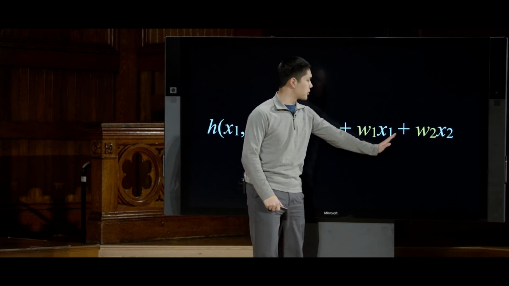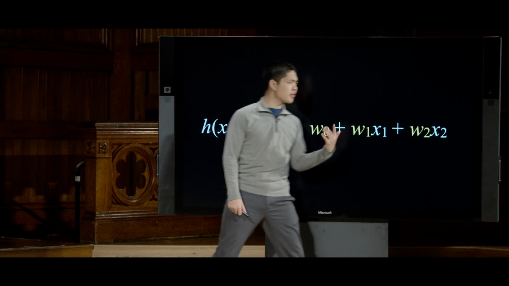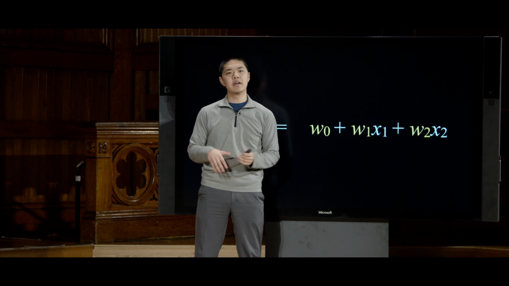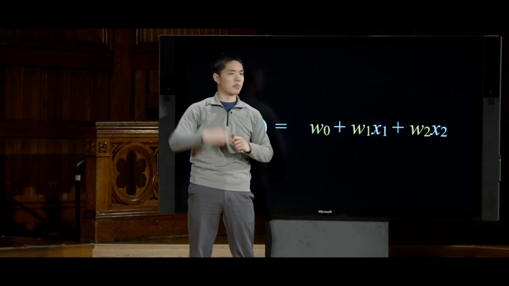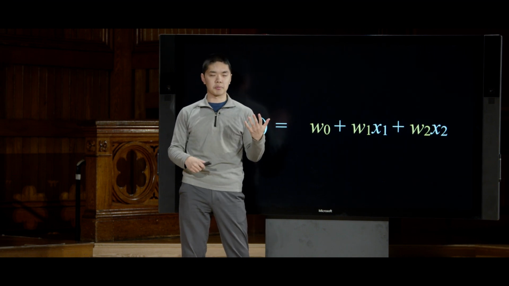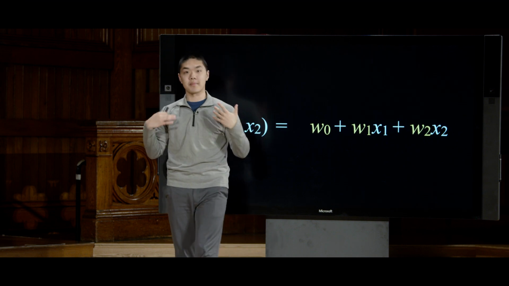So x1 is being multiplied by weight 1. x2 is being multiplied by weight 2. And we have this additional weight, weight 0, that doesn't get multiplied by an input variable at all, that just serves to either move the function up or move the function's value down. You can think of this as either a weight that's just multiplied by some dummy value, like the number 1, and so it's not multiplied by anything.